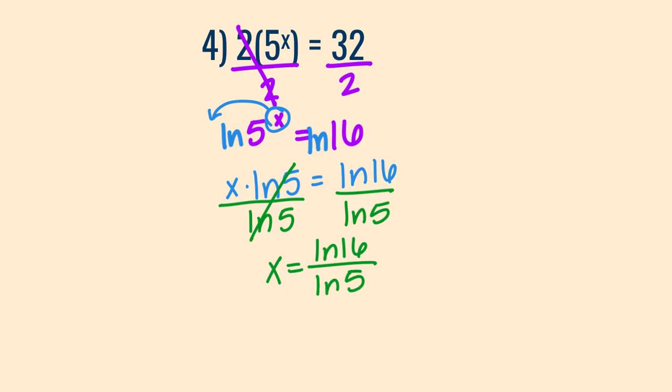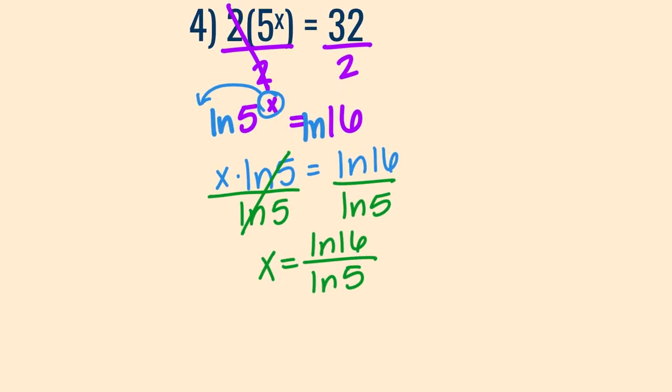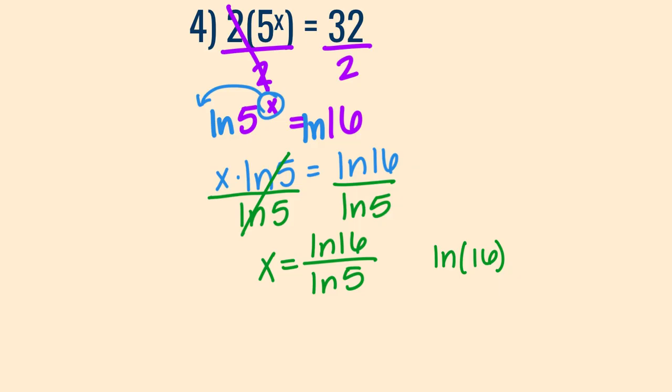And again, go ahead and plug that into your calculators. Just a reminder showing you what it should look like. Once you push ln on your calculator, parentheses pops up. 16, close the parentheses. It's super important that you close that parentheses. Divided by ln of 5. That's what it should look like on your calculator.